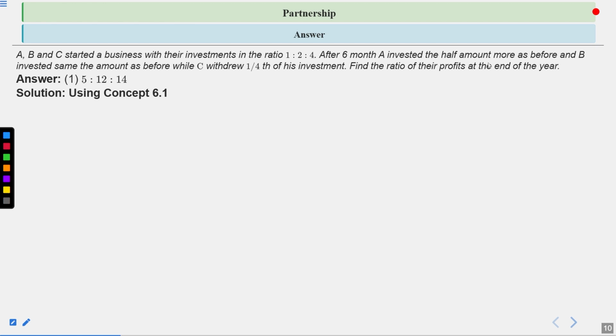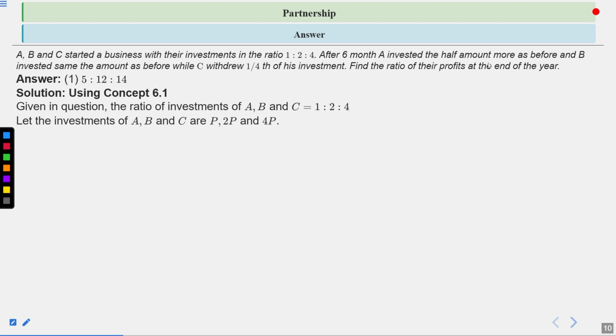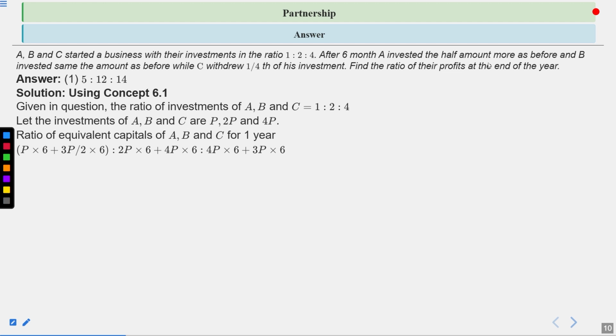Now see the detailed solution using concept 6.1 in this question. It is given in the question that the ratio of the investment of A, B, C is 1 ratio 2 ratio 4 for the first 6 months. Now we can let the investments of A, B, C be P, 2P and 4P. So the ratio of the equivalent capital of A, B, C for 1 year will become P multiplied by 6 plus 3P by 2 multiplied by 6, because A increases half the amount more. So it will become 3P by 2 multiplied by 6, ratio 2P multiplied by 6 plus 4P multiplied by 6.